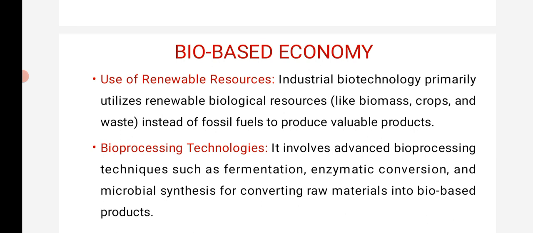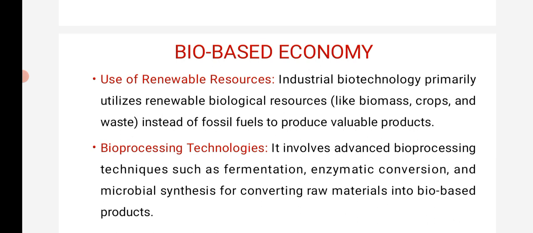Next we will move on to the role of the bio-based economy in industrial biotechnology. The first one is the use of renewable resources. Renewable resources are collected from nature, and finally they are used for the production of products. So the first one is the use of renewable resources.